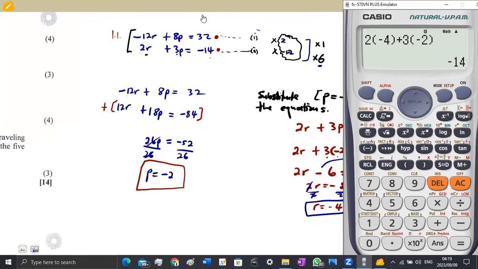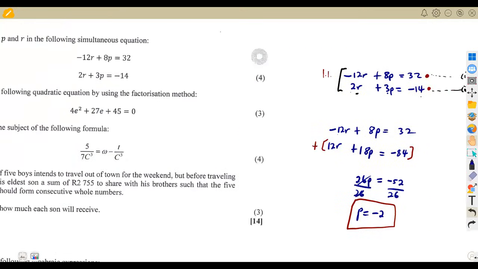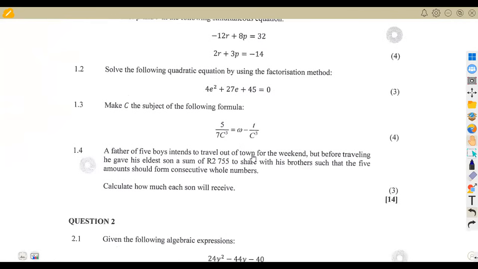And this is what we have. So that is how we play around with this information. So we have the values of p and r in this case. Let us check the other part of our equation, which was 1.2.